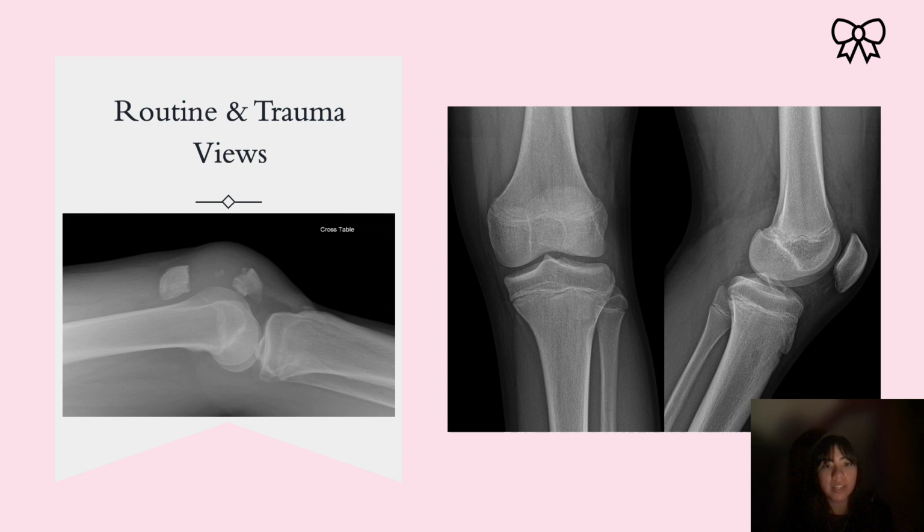KVP is 65 to 80. No breathing instructions are used. The internal and external oblique are 45 degrees, and a 5 to 7 degree cephalic angle is used on a lateral knee, which is bent 20 to 30 degrees.